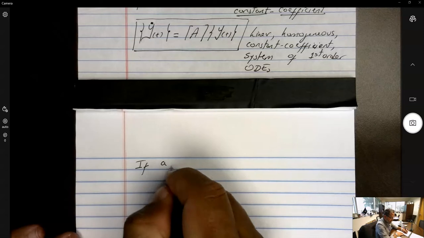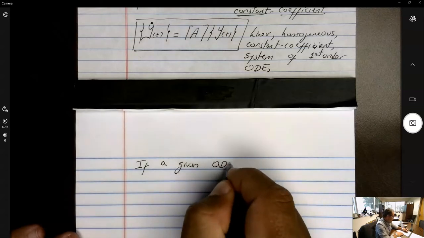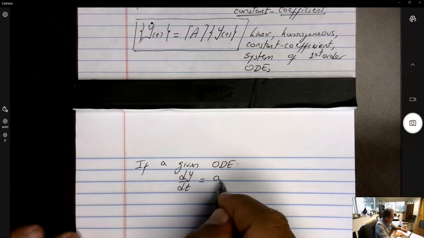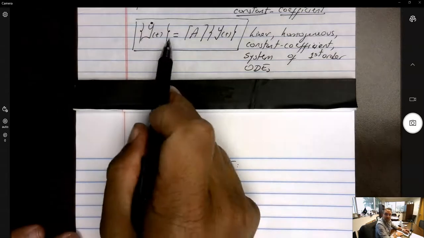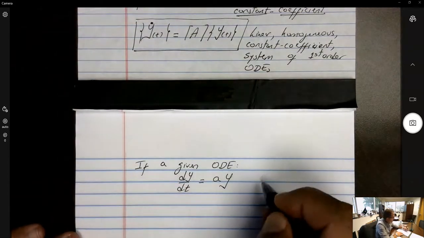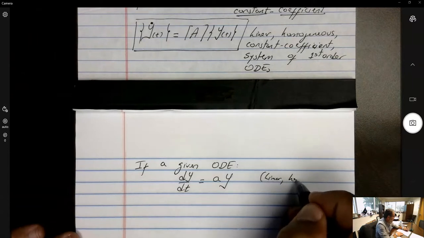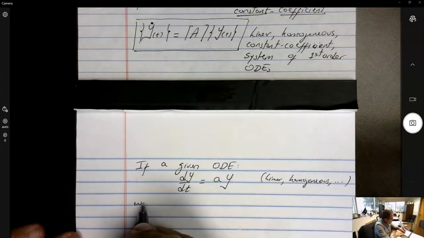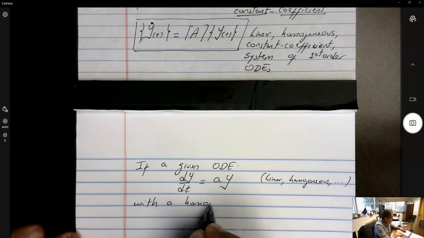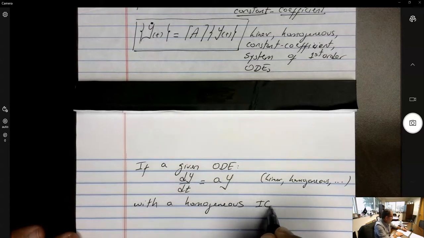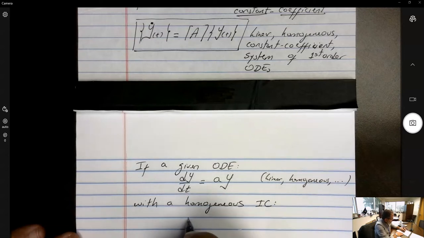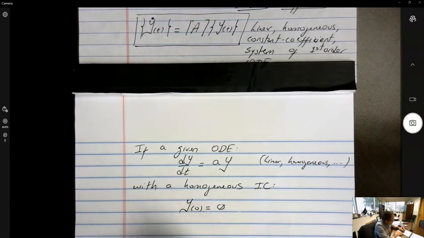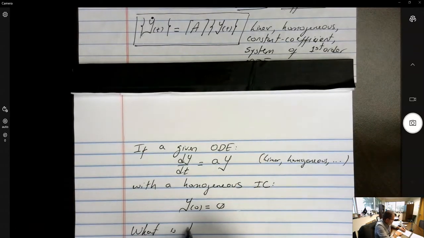So if a given single ODE, so we have dy/dt is equal to a y. This is the single ODE that emulates the system of ODEs, sort of the same thing. So it's again linear, homogeneous, etc., with a homogeneous initial condition. So that means if I give you this equation and I tell you that the initial condition is also 0, then what is the solution?